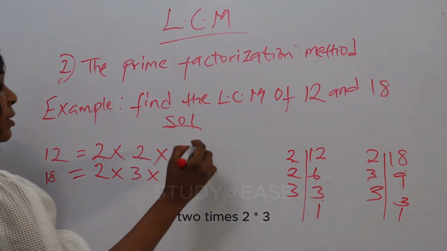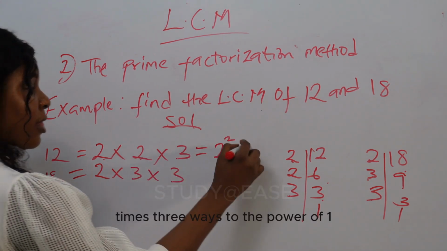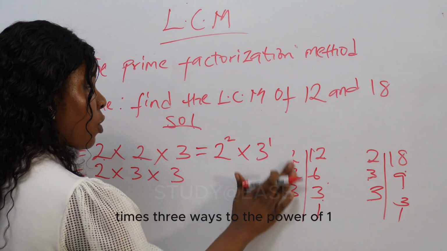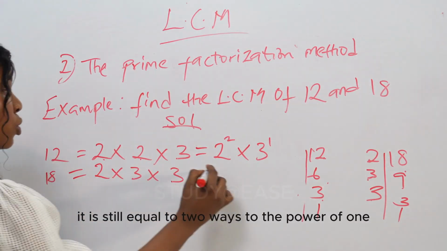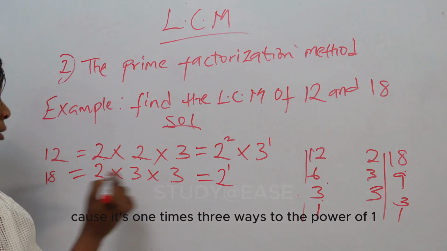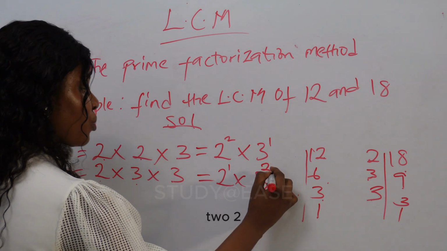12 is 2 times 2 times 3, which is also equal to 2 raised to the power of 2 times 3 raised to the power of 1. Then for 18, it is 2 raised to the power of 1 times 3 raised to the power of 2.